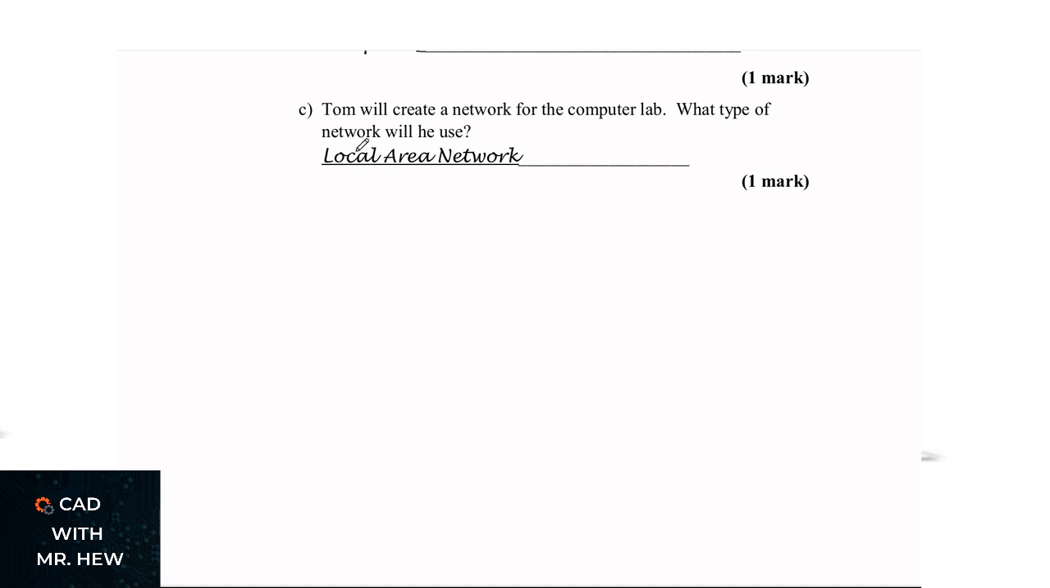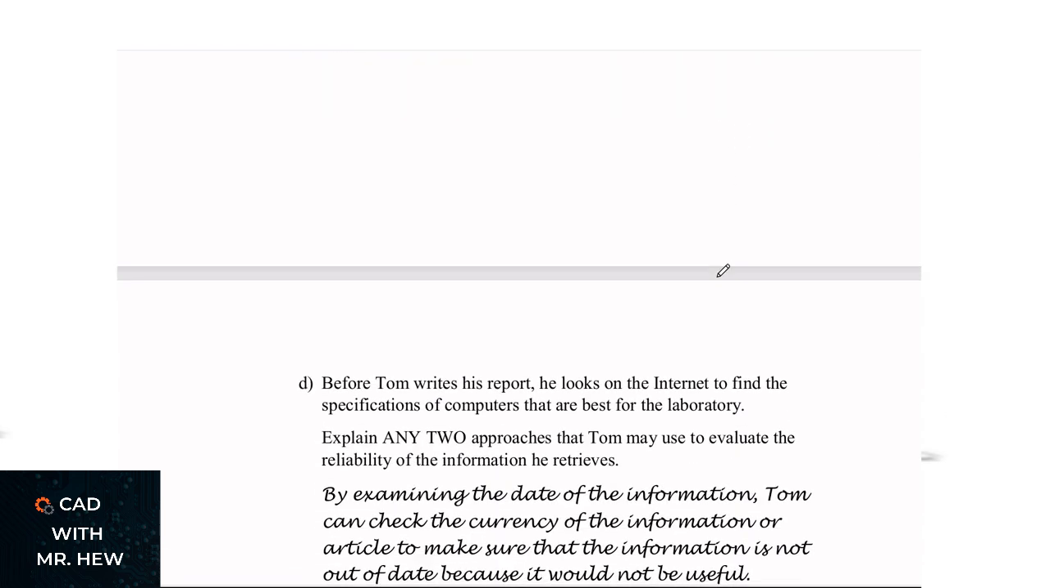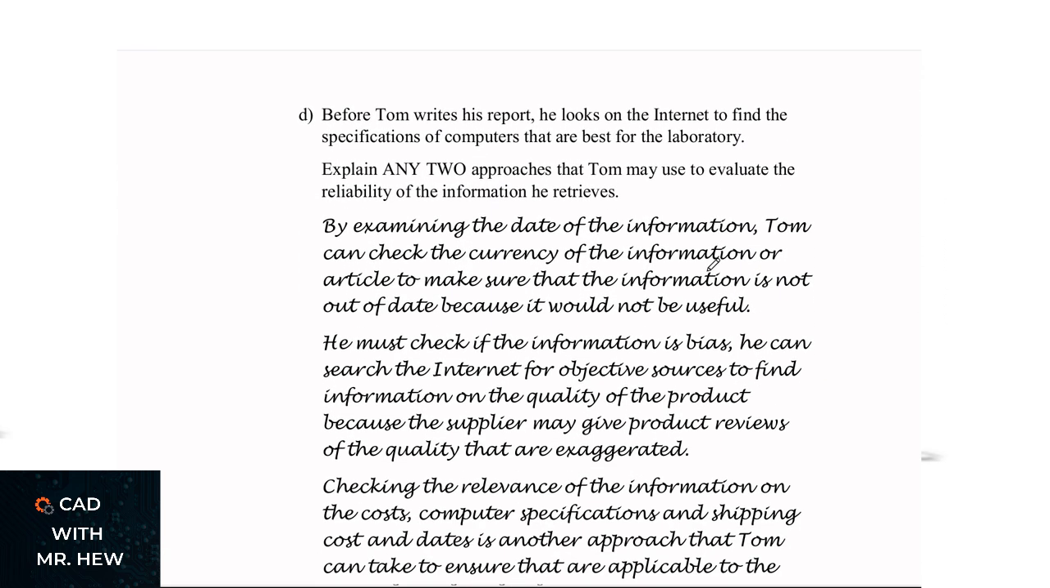So the correct answer for 2C is local area network, and you will get 1 mark for this. D. Before Tom writes his report, he looks on the internet to find specifications that are best for the laboratory. Explain any two approaches that Tom may use to evaluate the reliability of the information he retrieves.